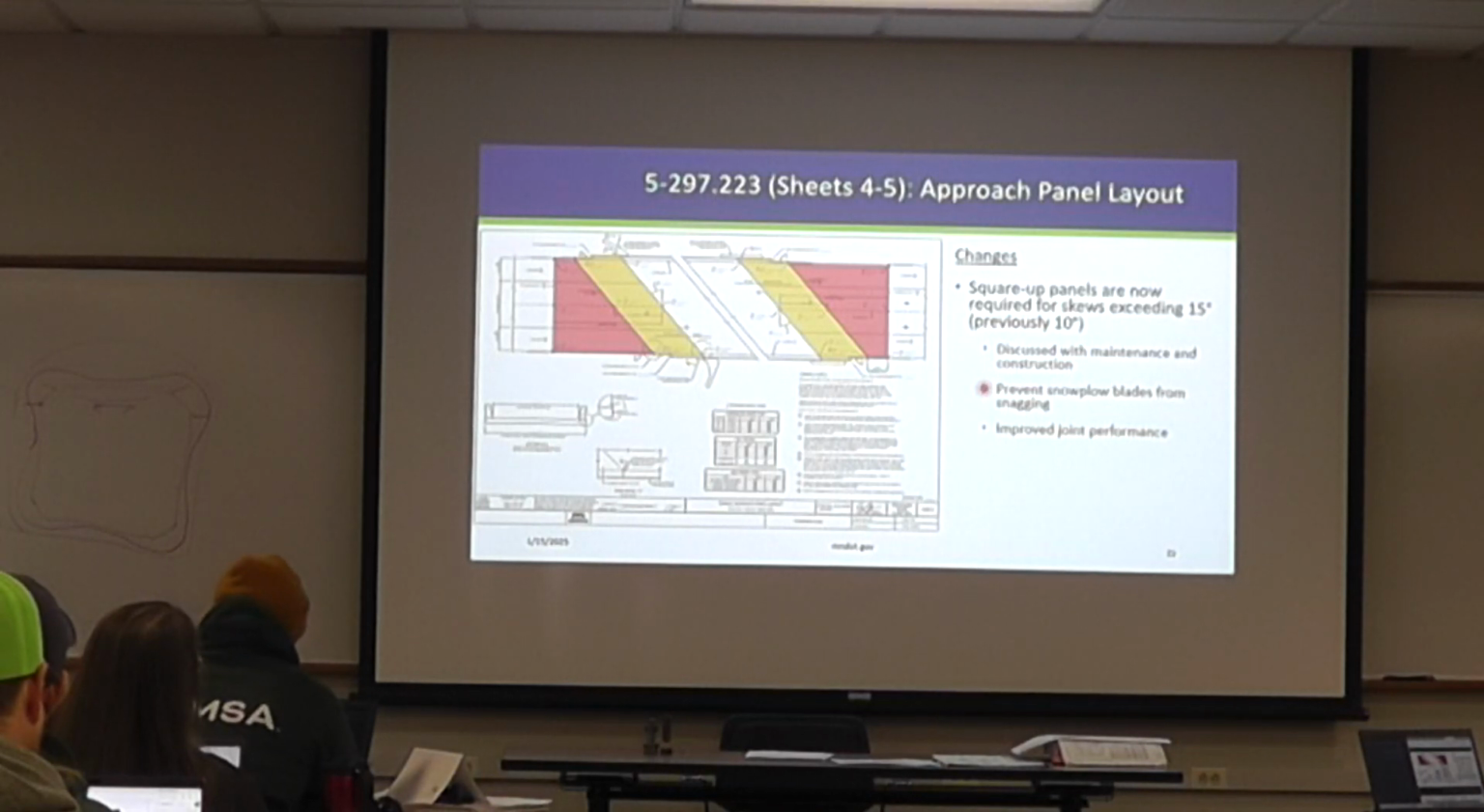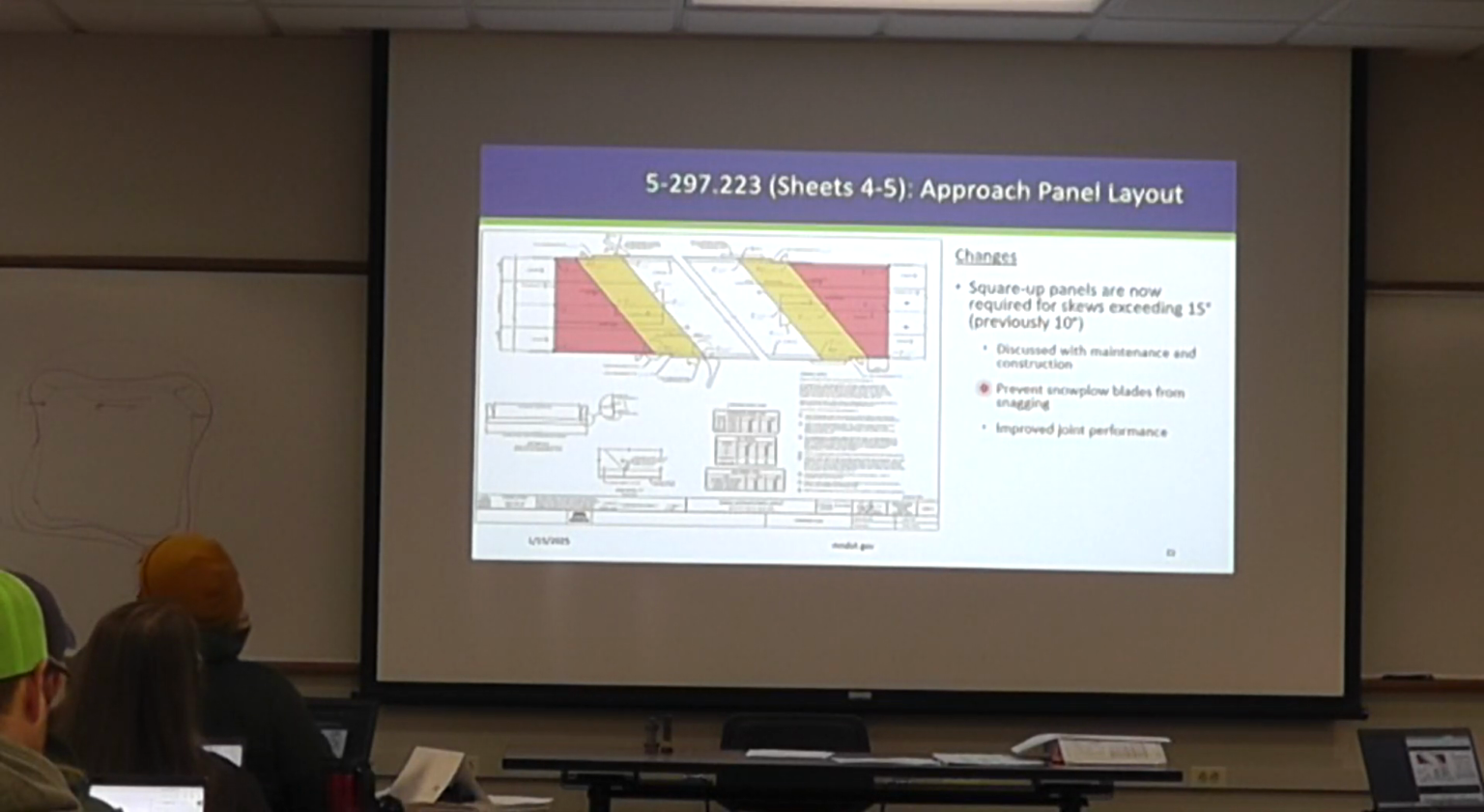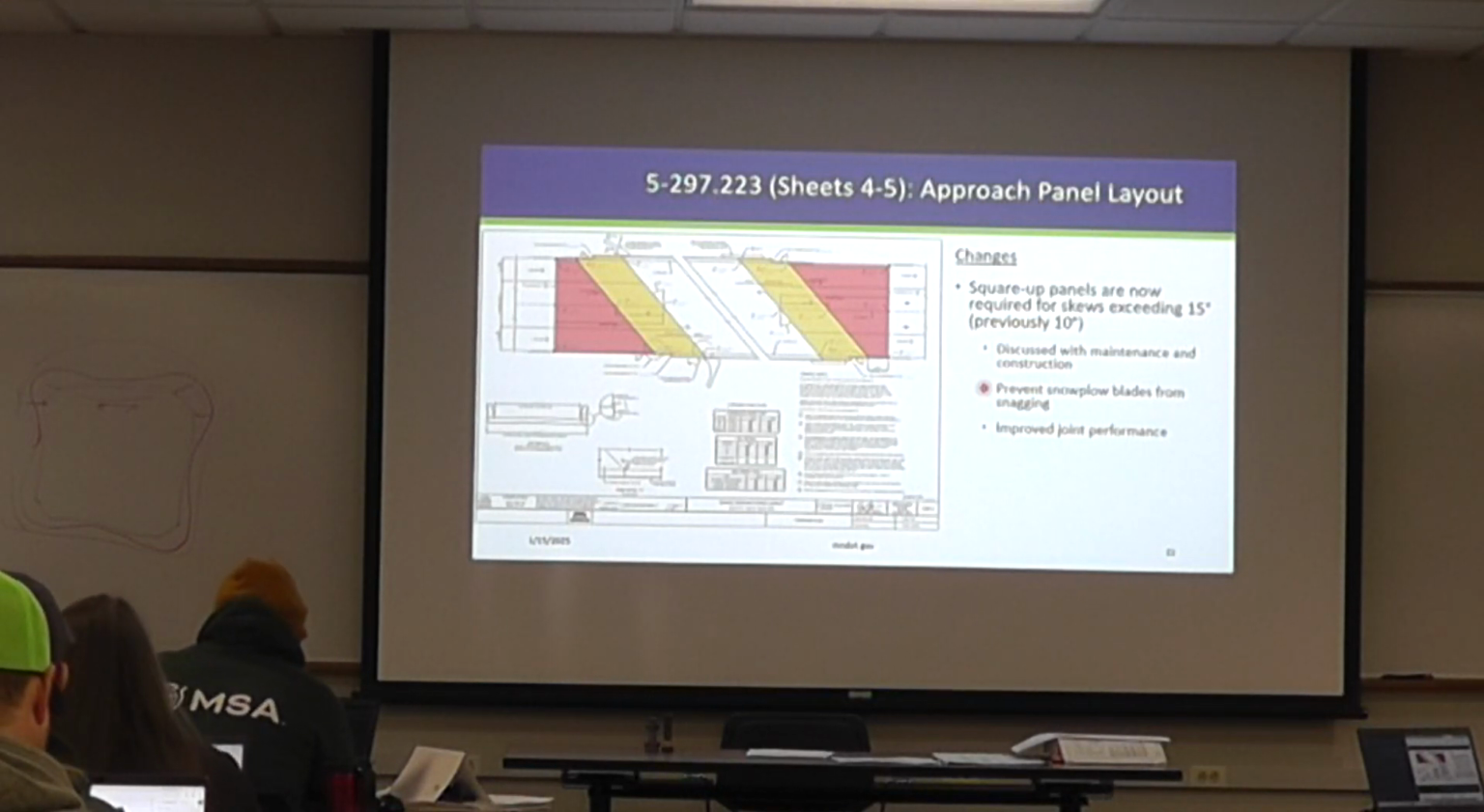And the biggest reason why we come up with that limit is we talk with maintenance about their snowplow blades, and we're trying to prevent them from snagging when they come across that joint. So they said, yeah, 15 degrees, anything more than that should have this square panel, so basically their blades won't snag with any of this.